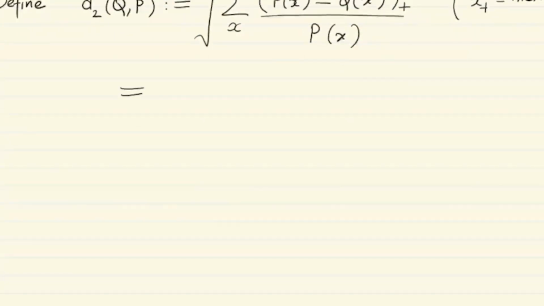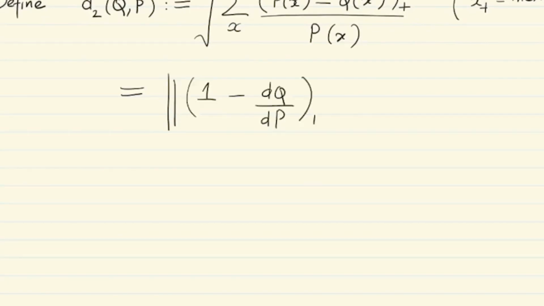You can also write it in terms of the 2 norm of random variables, as the L2 norm of the Radon-Nikodym derivative, the positive part of 1 minus dq over dp, with the 2 norm defined in the standard way. The 2 norm of any random variable is the square root of the expected value of its square, the square root of its second moment.